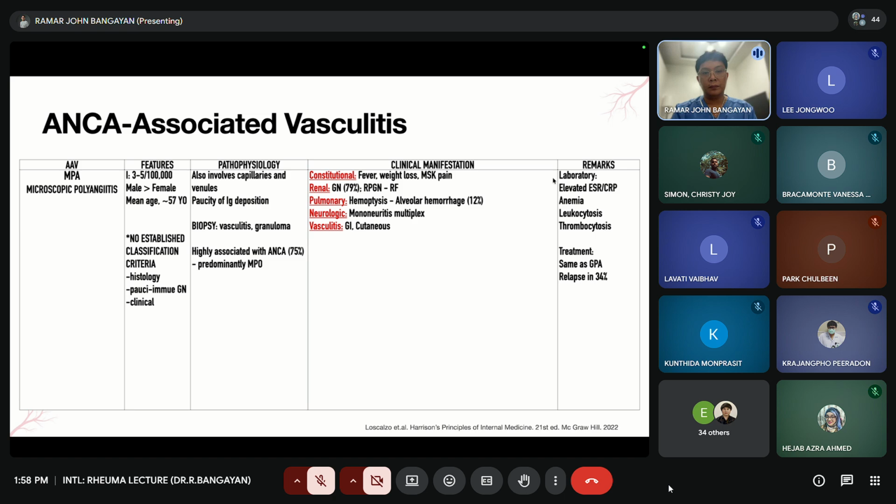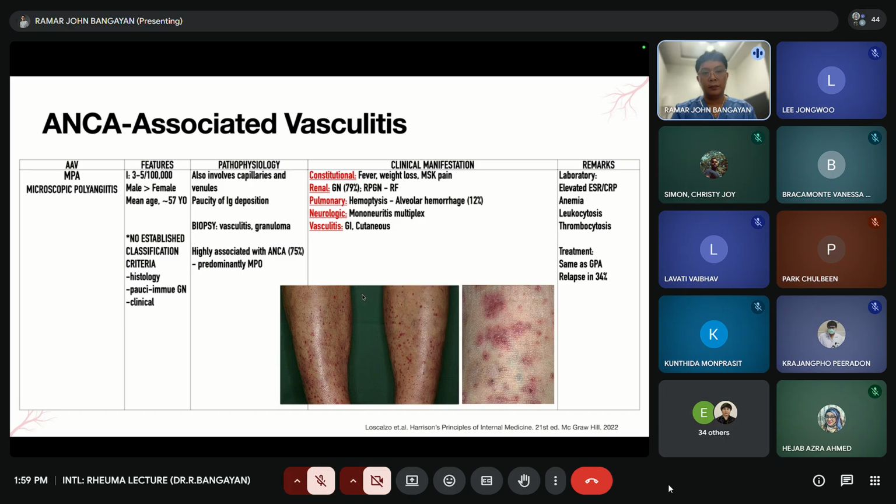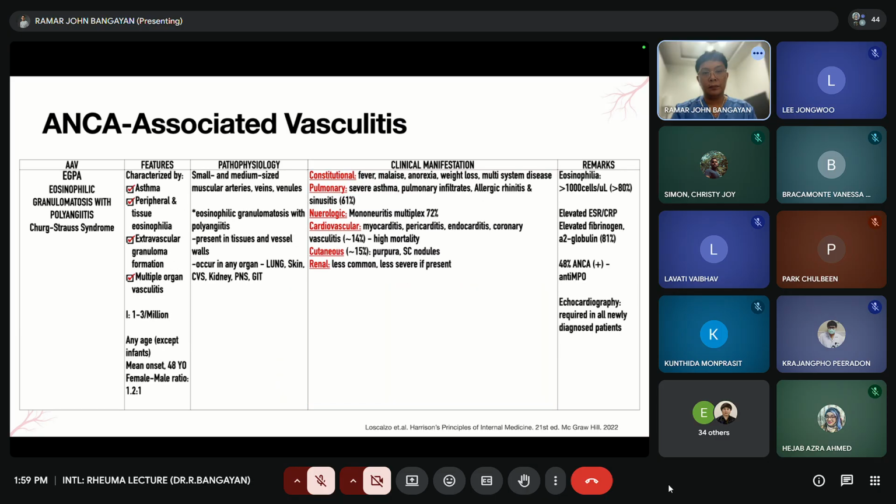Same laboratory findings, and then the relapse rate in MPA is higher than in GPA. Okay, same treatment. You also have similar maculopapular rashes or vasculitis. Okay, so are we good with MPA? You can easily differentiate MPA and GPA. Okay, so let's move on to EGPA.